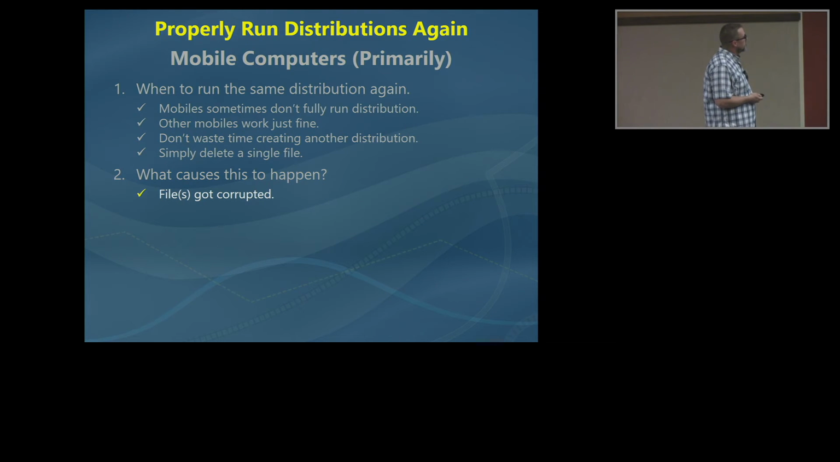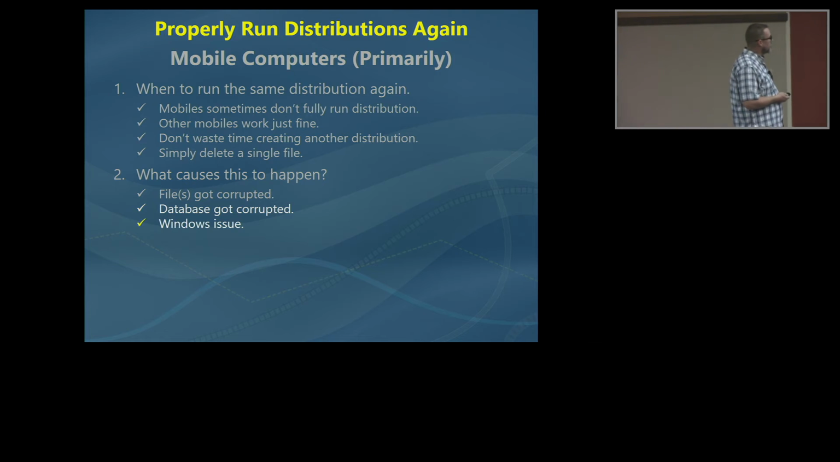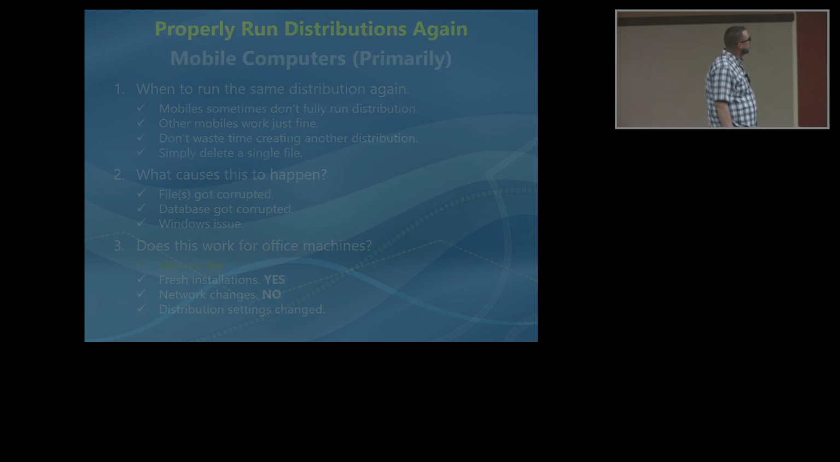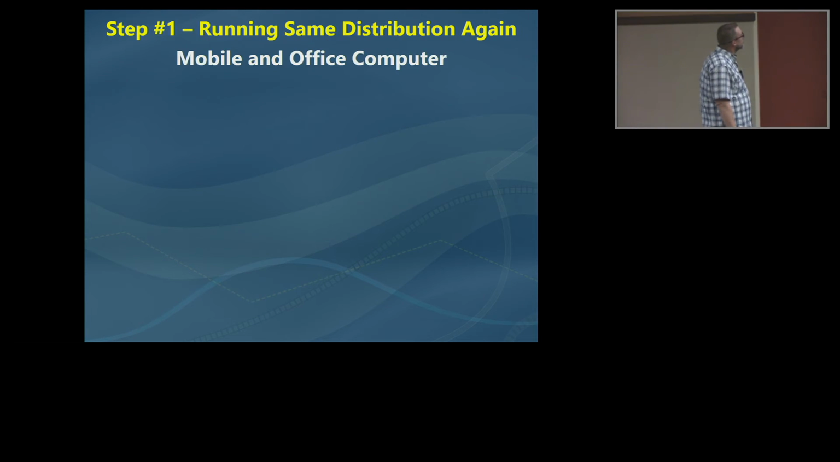And what causes it? Files get corrupted. A database could get corrupted on that mobile. The Office side, I doubt the database got corrupted, but you never know. It could be a Windows issue. And does this work for Office machines? Yeah, all this stuff works whether you're master, your Office, your mobile. They all got to run distributions, at least at first, or down the road to straighten them out. All right, running the same distribution again.